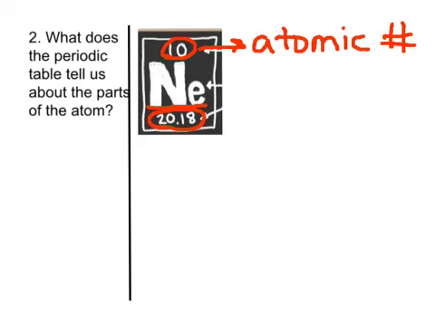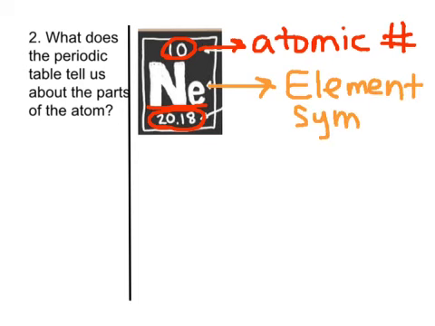Now the middle, okay, the letters in the middle tell you the element symbol. It's like an abbreviation. It's akin to rather than spelling out California all the time, we can just put capital C, capital A, right? It means California. Everybody knows it.